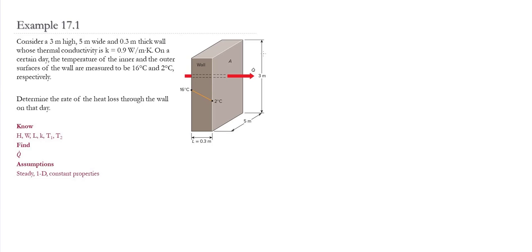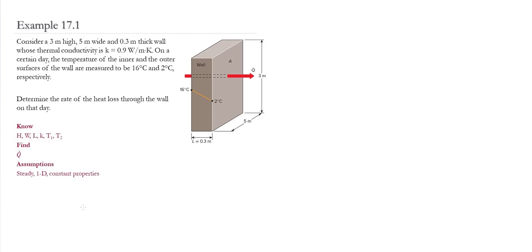Example 17.1. In this example, we have a wall that has 3 meters in height, 5 meters in width, and 0.3 meters in thickness, and has a thermal conductivity of 0.9 watts per meter Kelvin. In a particular day, it's given that the temperature inside of the wall is 16 Celsius and the outside is 2 Celsius. What we need to do is determine the heat loss through the wall on this particular day. We're going to take this problem to be steady, one-dimensional, and with constant properties.